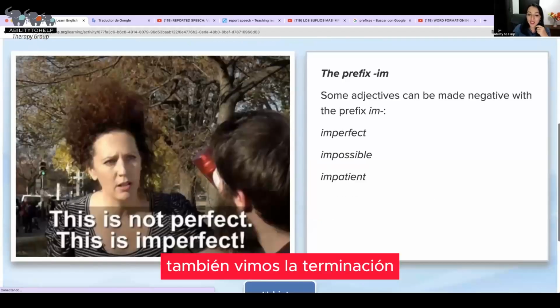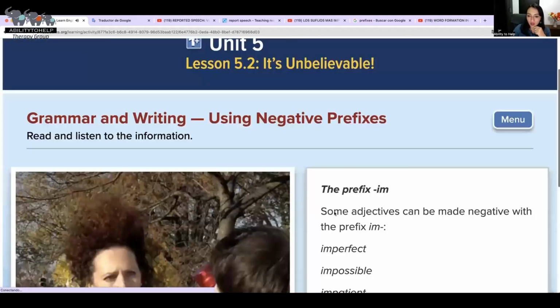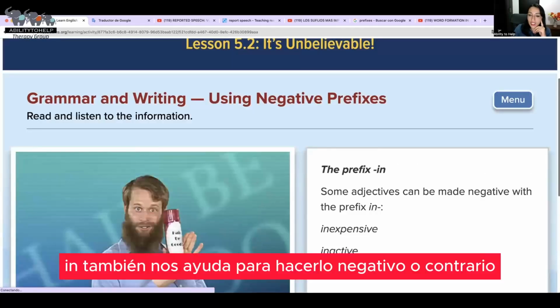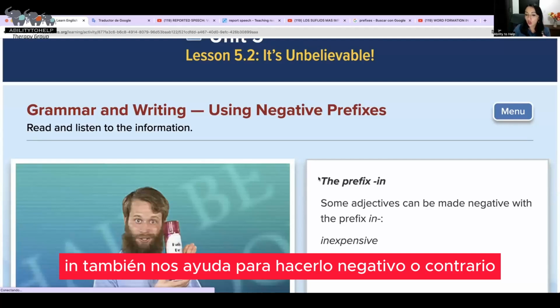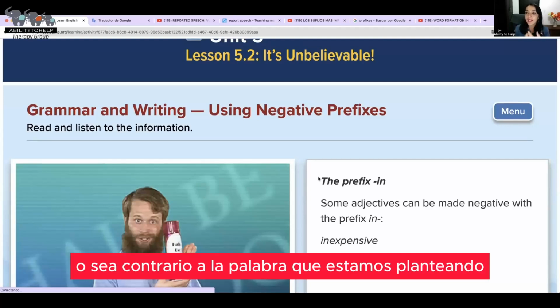The prefix im. Some adjectives can be made negative with the prefix im. For example, imperfect, impossible, impatient.